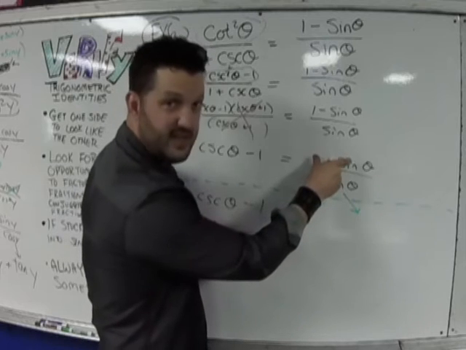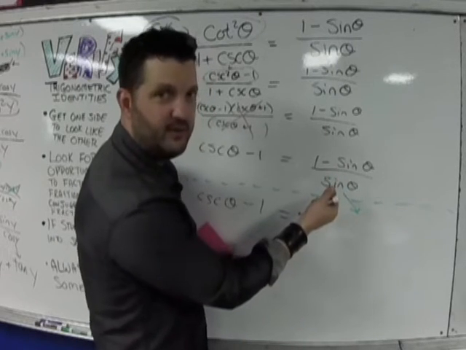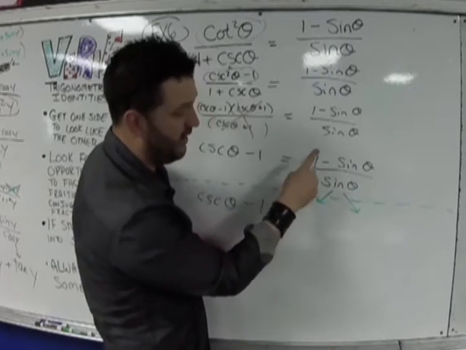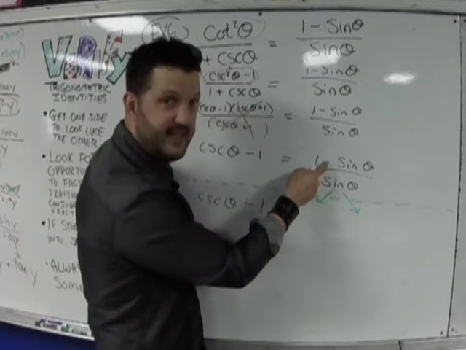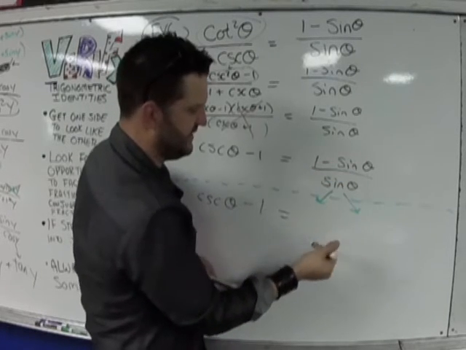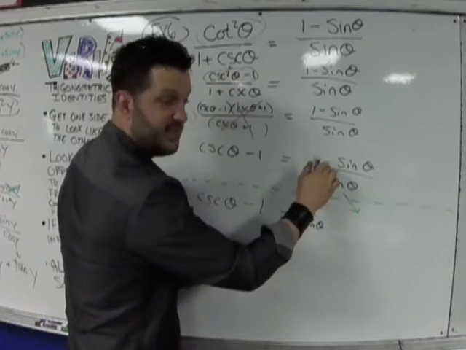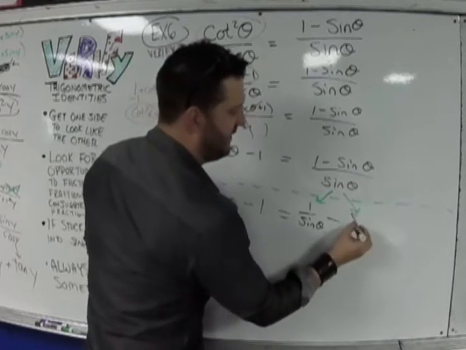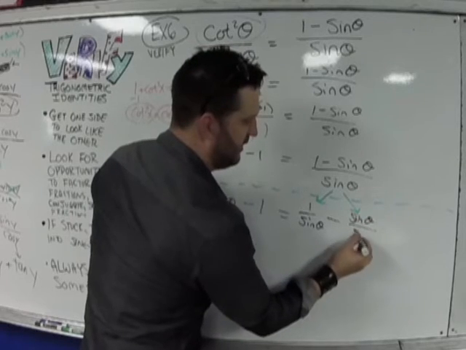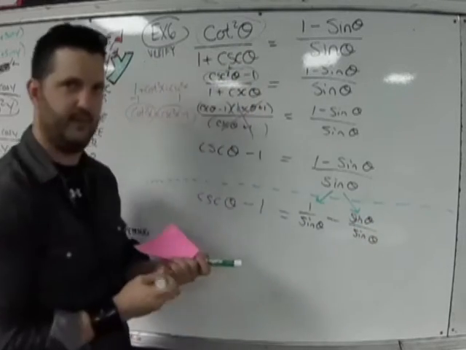If you have two pieces on top and one piece on bottom, you can split it into two fractions where you go 1 over this one, subtract sign in the middle, and then sine over sine. So I'm going to make it 1 over sine theta. The subtract sign now goes in the middle, and then I have sine theta over sine theta.